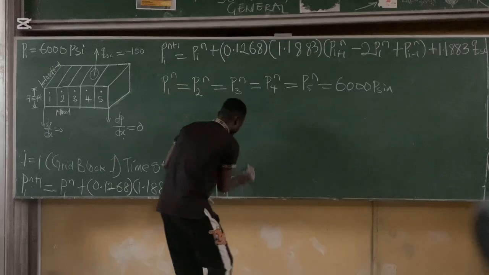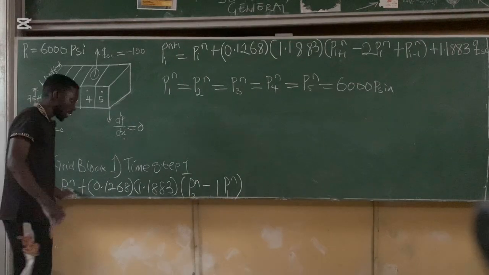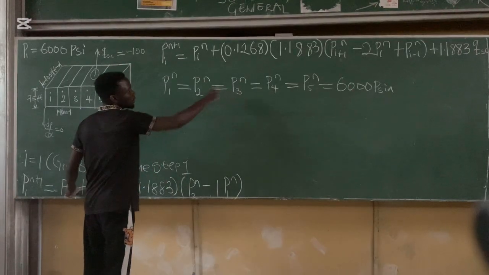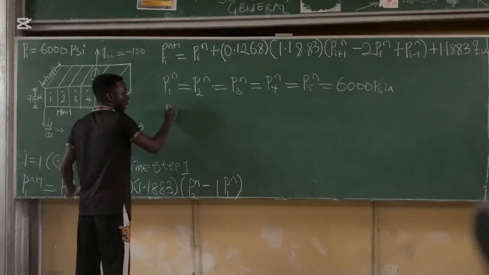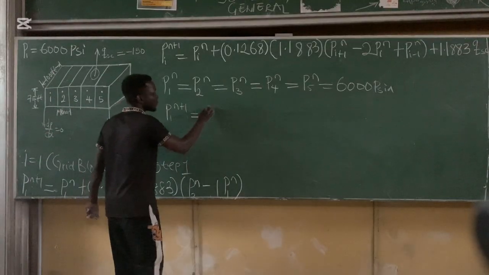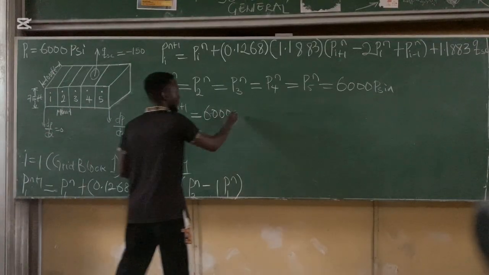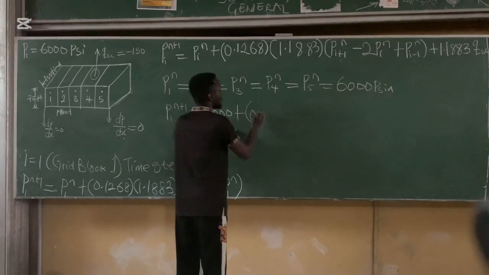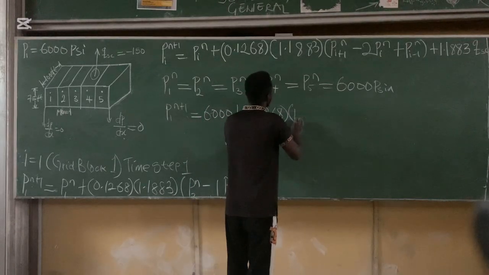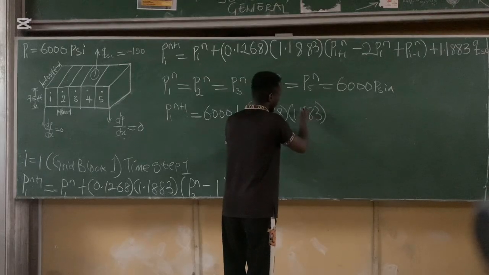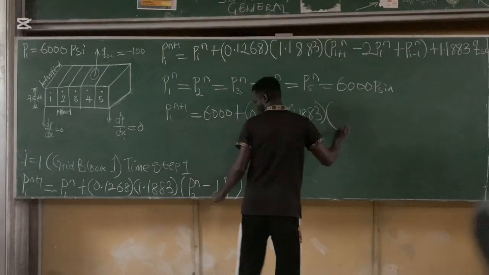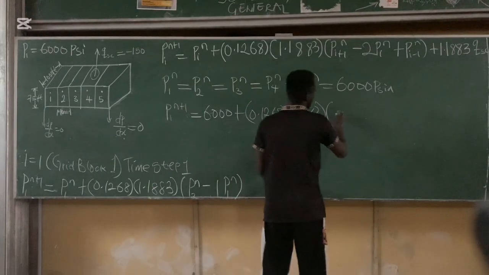So we are going to have something like this. Of P1n and P2n, we said P1n is equal to this, which is 6,000. So our P1 raised to n plus 1 will be equal to P1n, which is 6,000. So this becomes 6,000 plus open bracket 0.1268 into 1.1883, close the bracket, into P2, which is the same thing as 6,000 for time step 1.